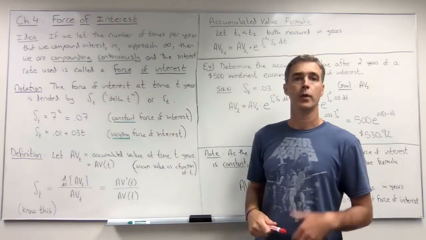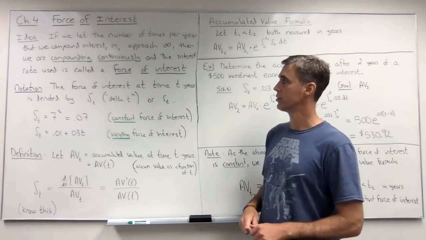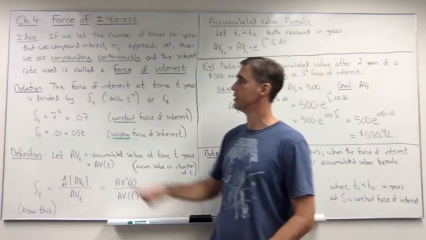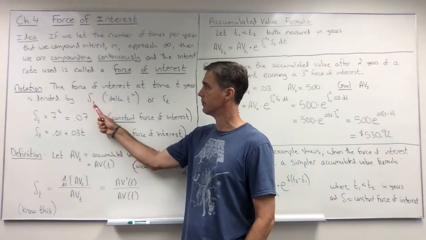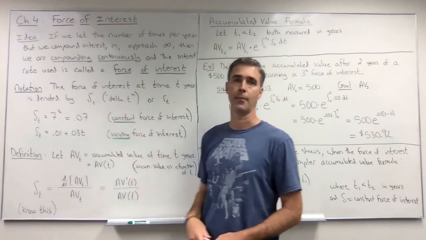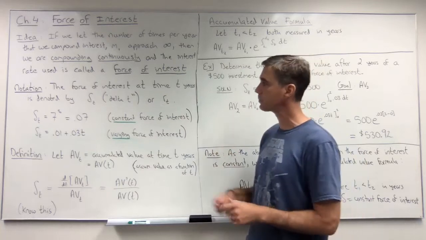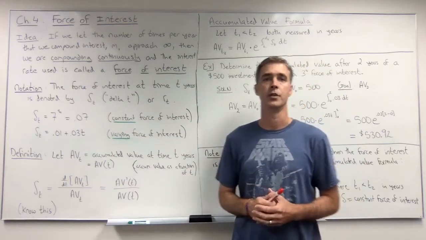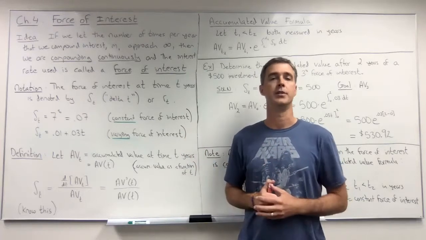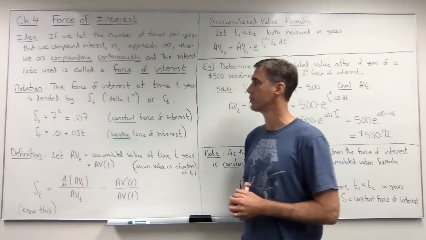All right? We have some notation for this force of interest. The force of interest at time t years is denoted by a delta sub t, or delta t. That's a lowercase delta, not a capital delta, which is just the triangle. Or your textbook often uses r sub t, though Exam FM tends to use the delta, and I'll tend to use the delta as well.